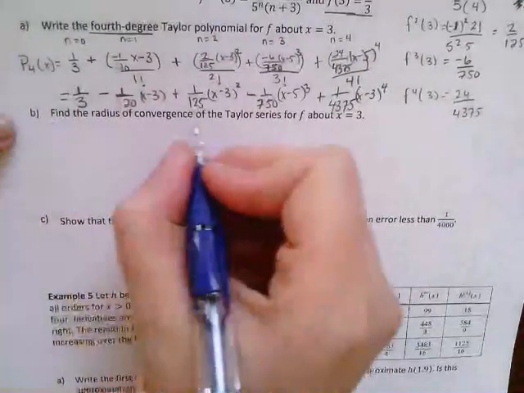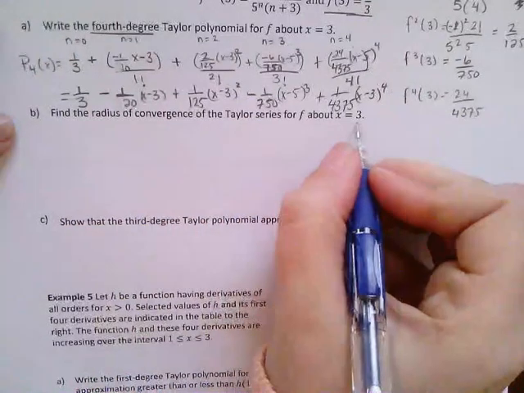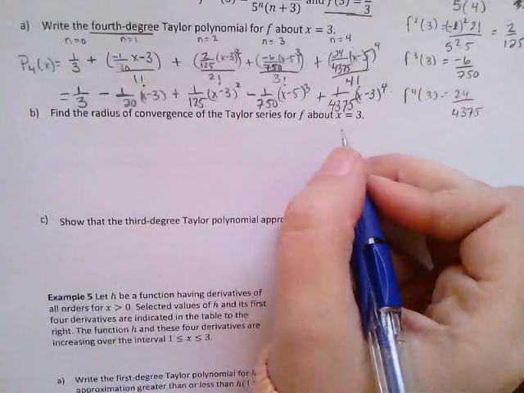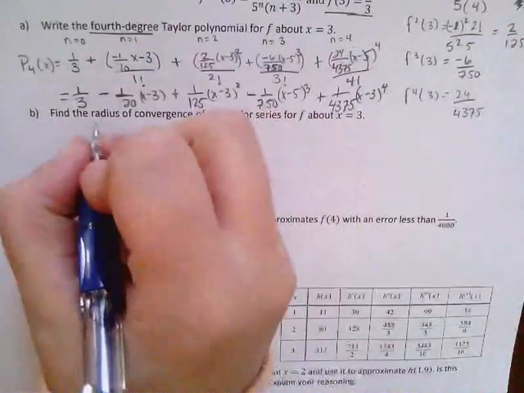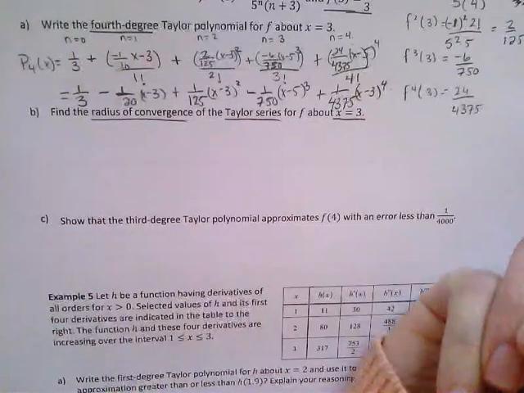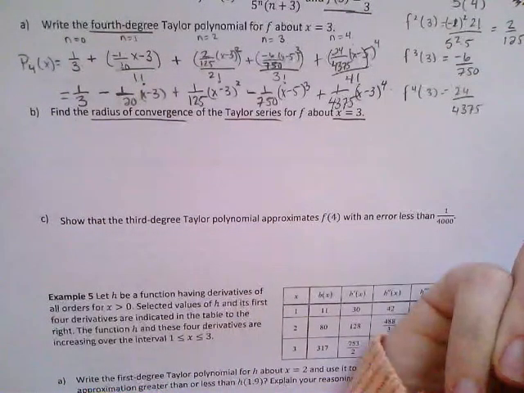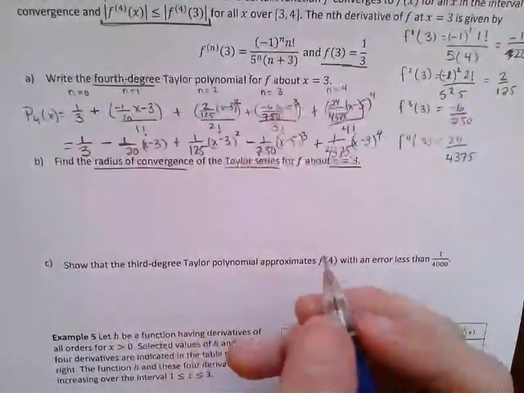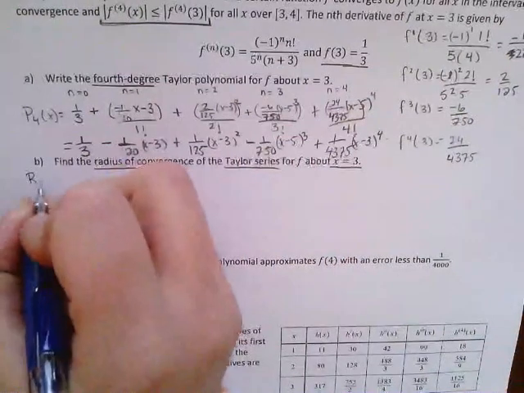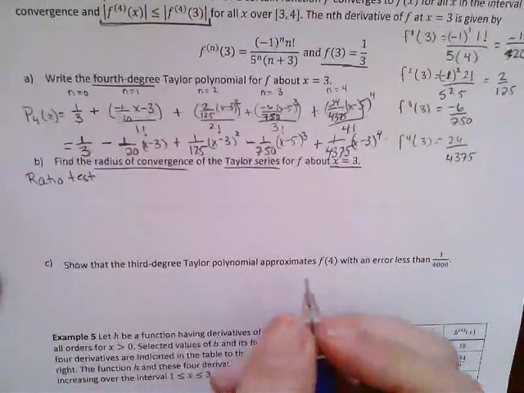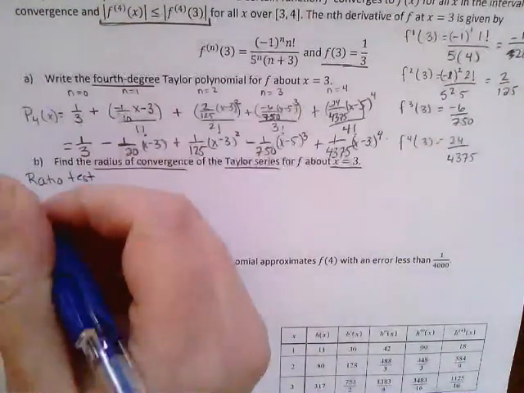Part B. Find the radius of convergence of the Taylor series for f about x equals 3. So what does that mean? We want to find the radius of convergence for the Taylor series at x equals 3. Here's our Taylor series. So what do you think we've got to do to this? Ratio test. Okay, so you're going to be doing the limit.